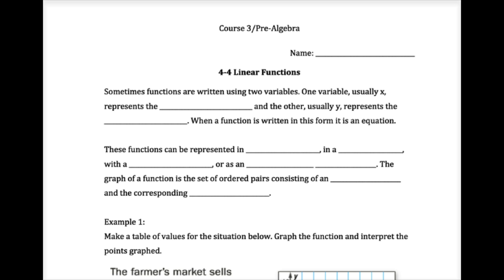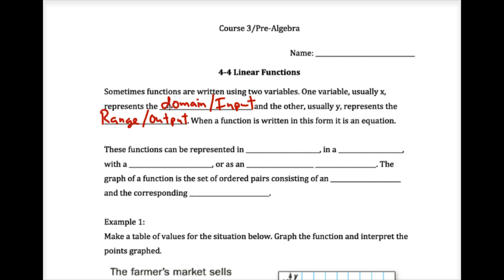All right. Sometimes functions are written using two variables. Which two variables do you think they're going to use? X and Y. One variable, usually the X, represents the, what do we call X? The domain. Also, maybe put input. The X represents your input or your domain, and then the other, usually Y, represents the range or output. Remember, domain, range, DR, alphabetical order, X, Y.